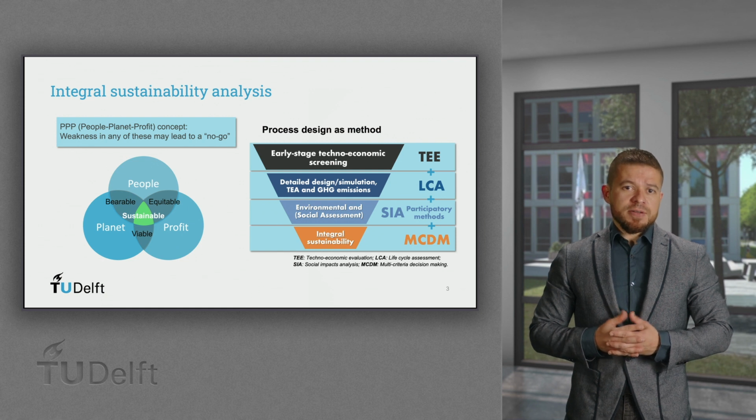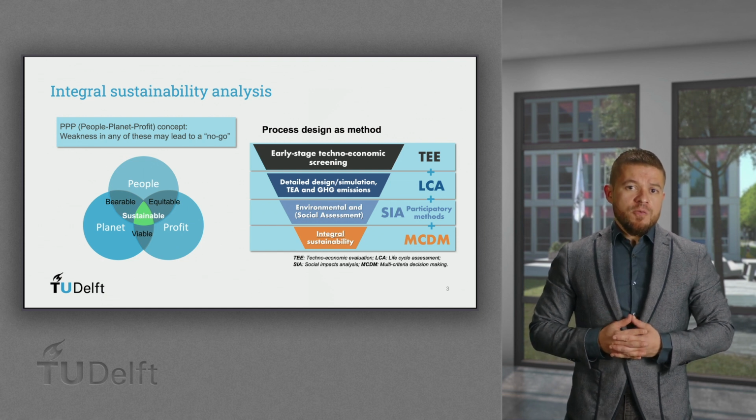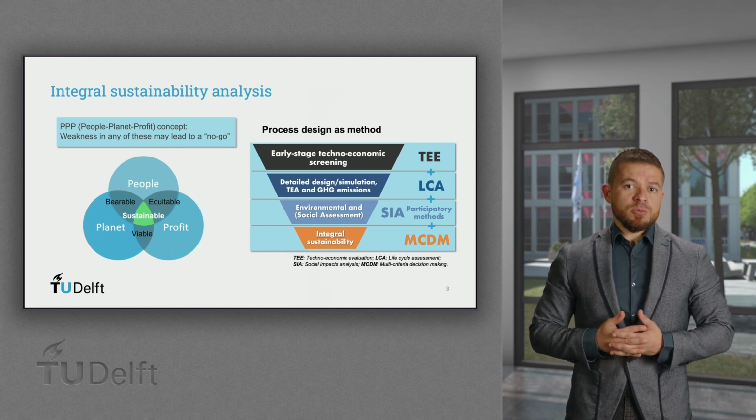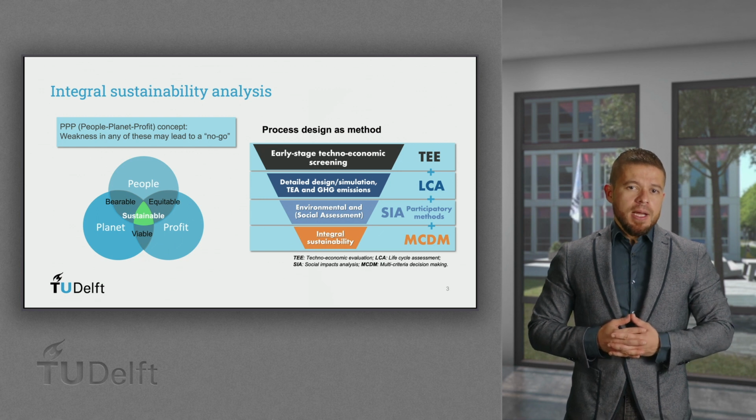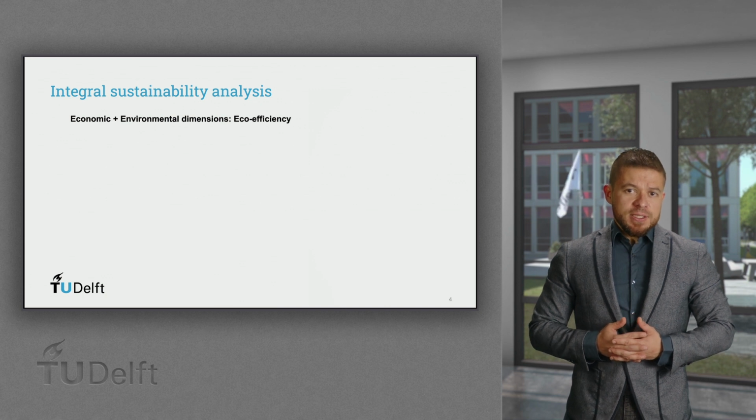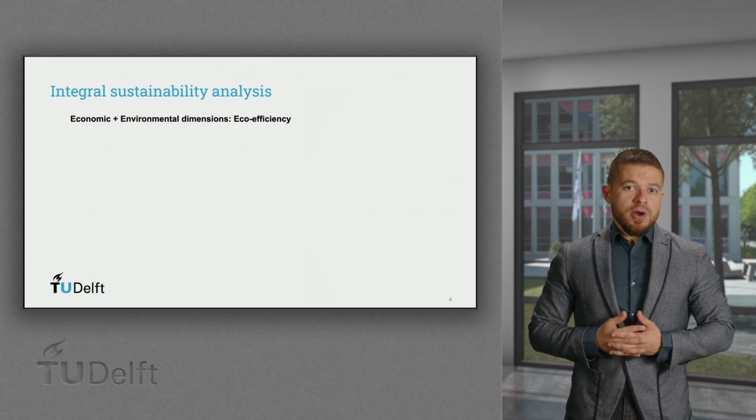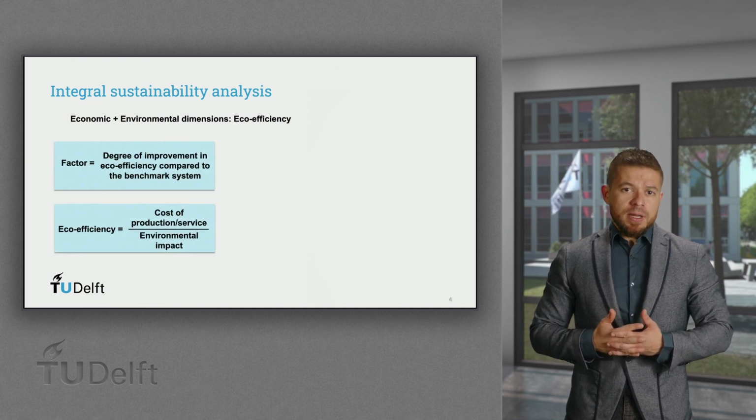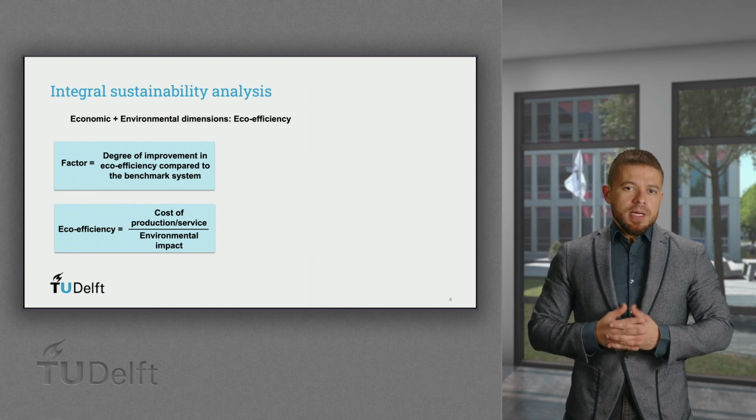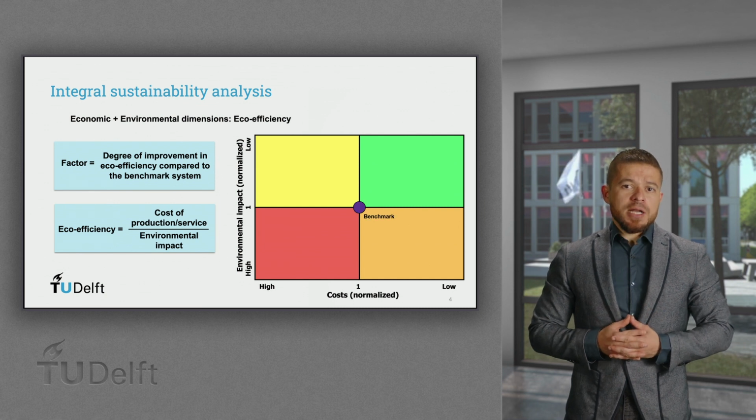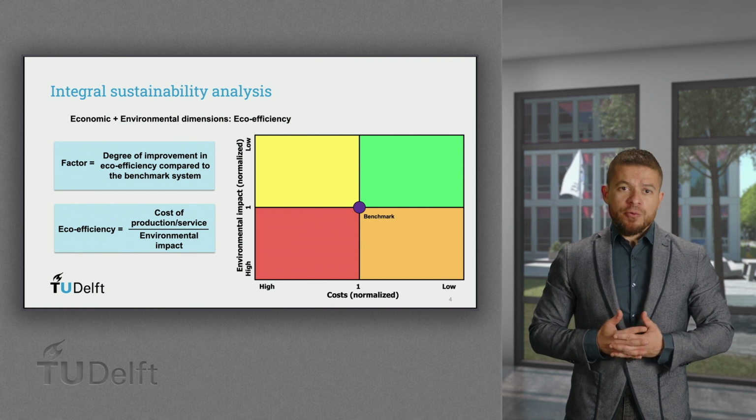Then the remaining alternatives can be compared to each other from an integral sustainability perspective where the multiple dimensions are simultaneously considered. Let's start with the combination of economic and environmental dimensions. This is possible with the eco-efficiency factor, which refers to the ratio between the total production cost and the environmental impacts generated. This factor is then normalized with respect to a reference system or a benchmark, and when comparing our design alternatives, we can identify four regions.